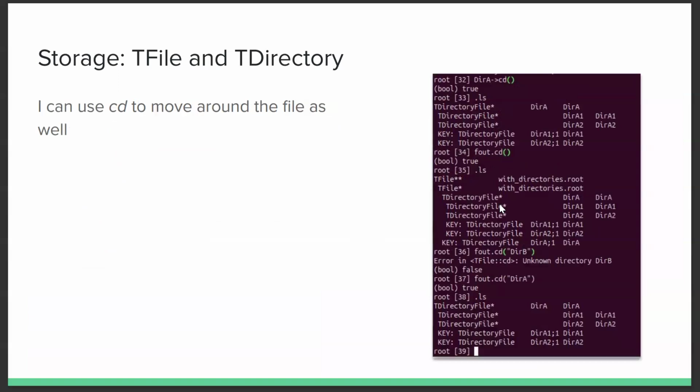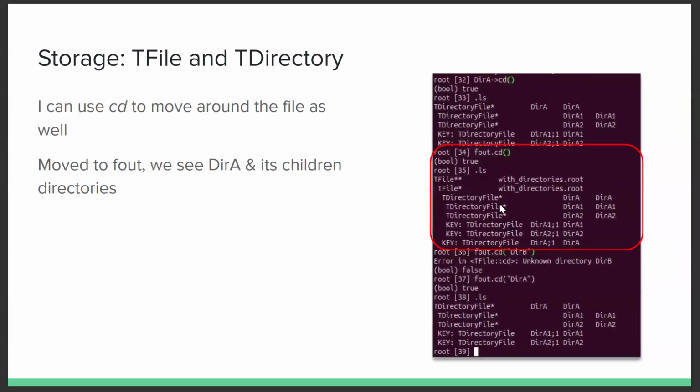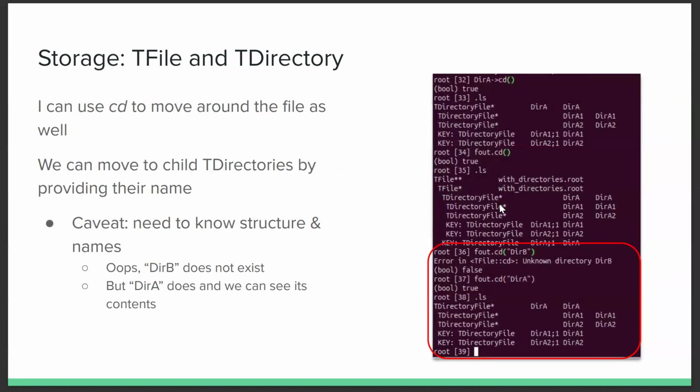You can also use cd to move around the file as well. So after I make those directories, and I've stored them in a pointer that I want to reference later, I can call cd on it, and then I move into that directory, and then I can see what's under it. In this case, I can see that I have dirA1 and dirA2 under that. I can go back out to the top of the file, and I can see more of the fuller structure there. And then if I try to cd to an unknown directory, it'll give me an error, and then I just have to go to the correct one, and then I can see its contents.